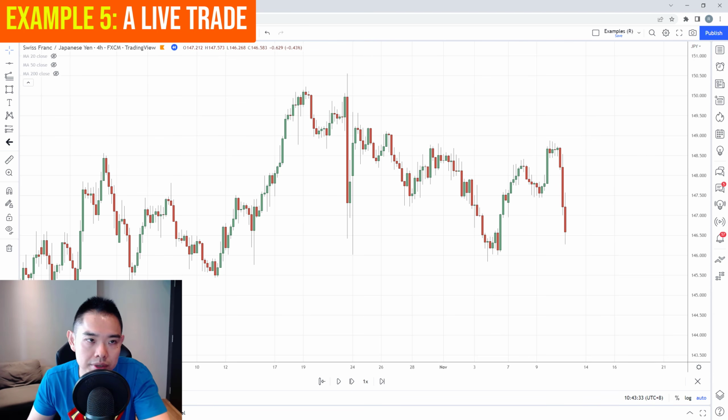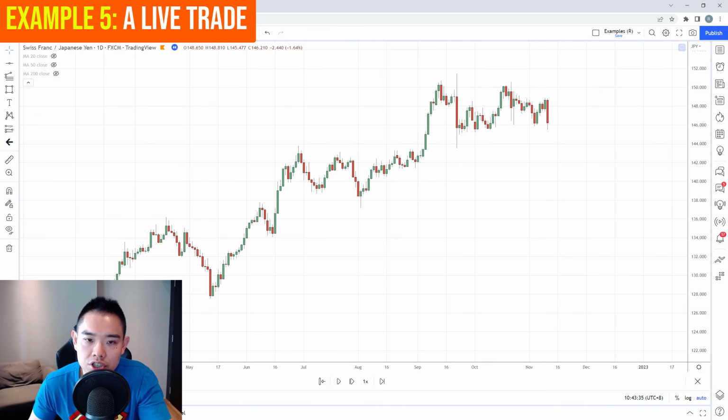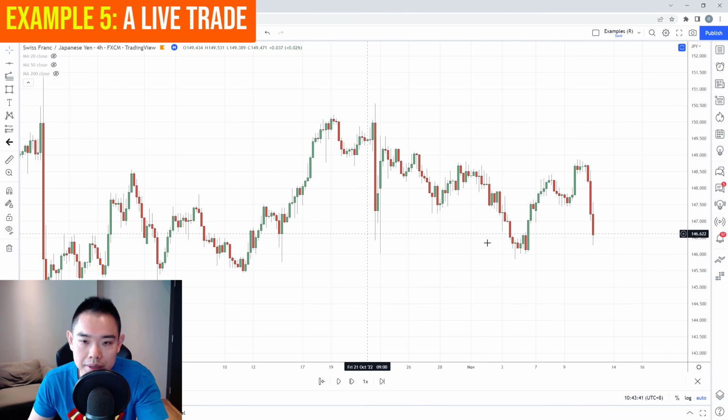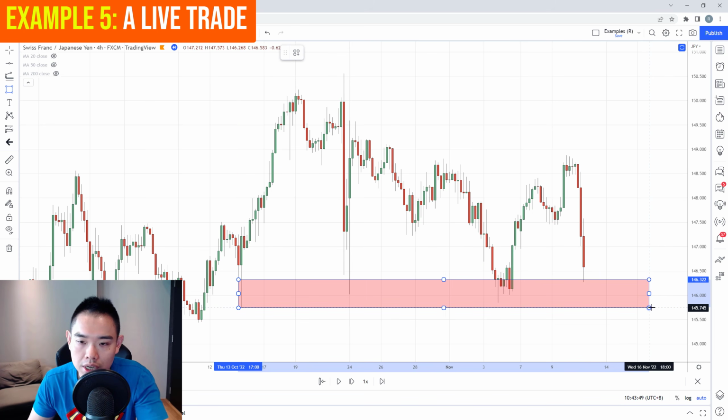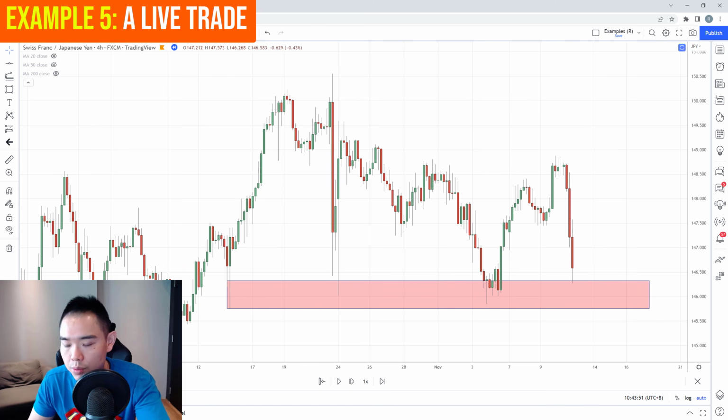So if you look at the higher time frame, the daily time frame, Swiss franc against the Japanese yen is in an uptrend. So as much as possible, I want to be buying at support. On the 4-hour time frame, this might seem like a range market, but you know that support is likely to be more powerful. So let me look for trading opportunities at support. I'll draw this area of support over here. Let's see what happens next.